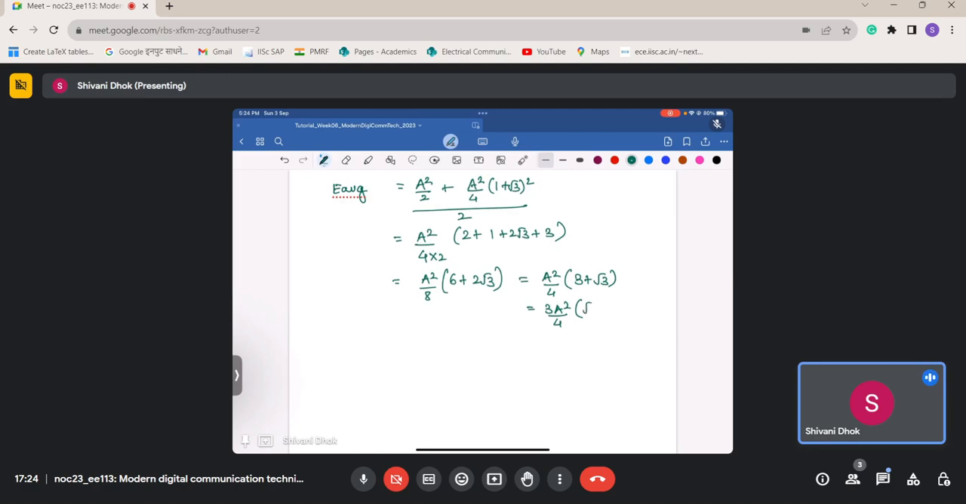This is root 3. Sorry, 1 plus 1 by root 3.